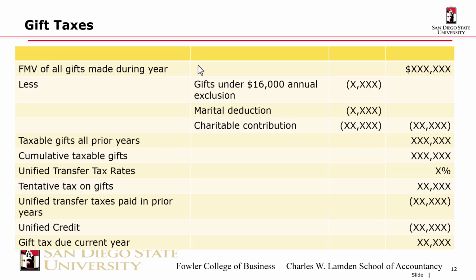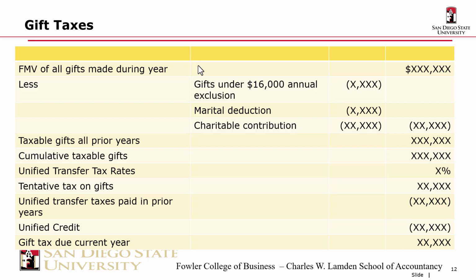So one was the 16,000. Another one is the marital deduction, right? We talked about that. But another one is you can actually give things away to charity and not have to pay tax. So think of those as you put them in, but then you take them right back out. Those are non-taxable transfers, even to begin with. Okay, so once I've deducted all those exclusion items, then I get to my taxable gifts.